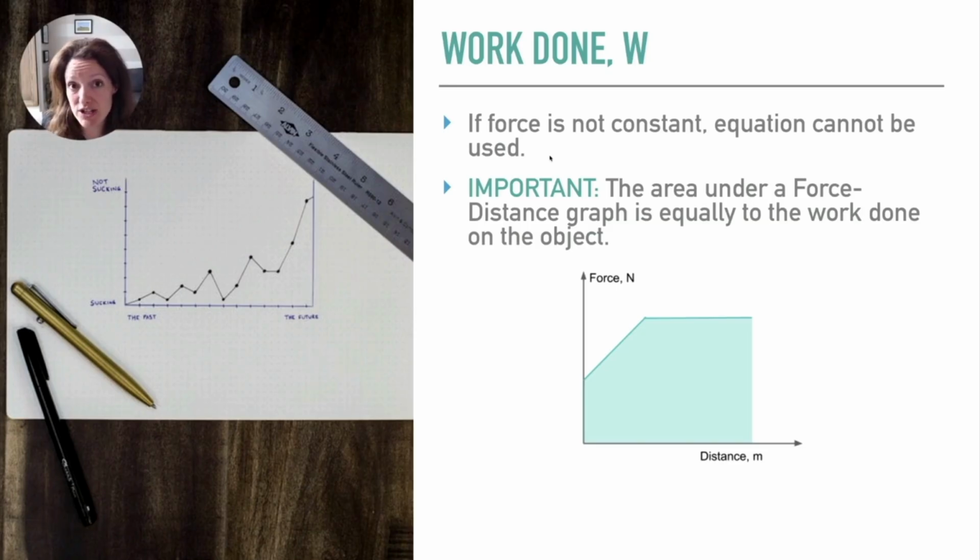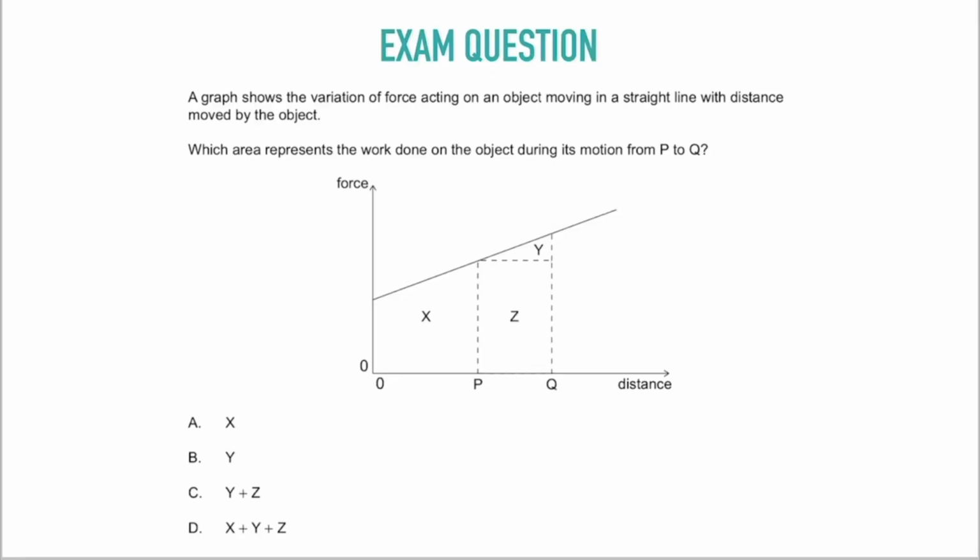And we actually have an exam question on that. Let's move on. We've just learned that the area underneath a force distance graph is equal to the work done. This question appeared in a paper 1 for both standard and higher level recently. Let's read through it. A graph shows the variation of force acting on an object moving in a straight line with distance moved by the object. Which area represents the work done on the object during its motion from P to Q?